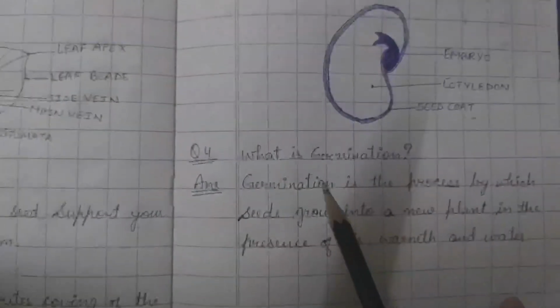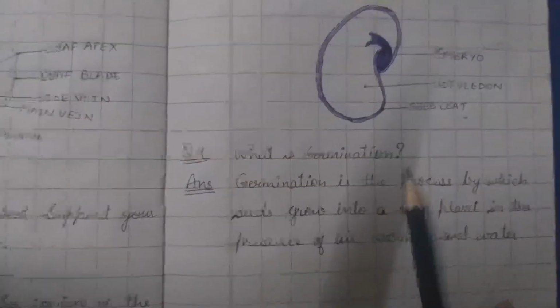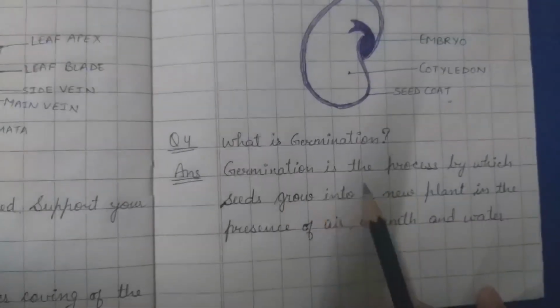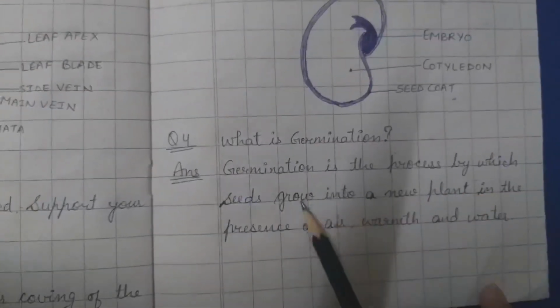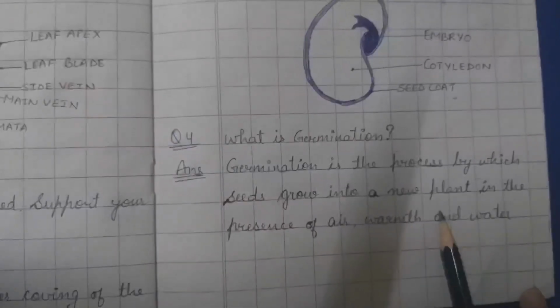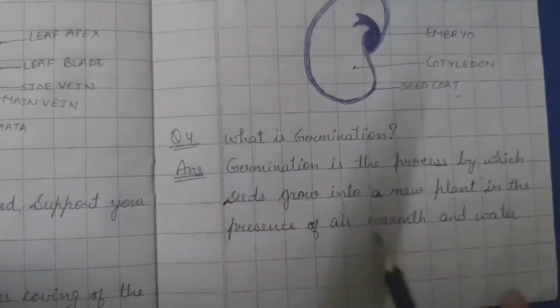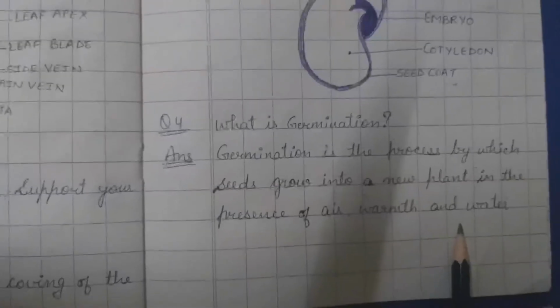Question number 4. What is germination? Germination is the process by which seeds grow into a new plant in the presence of air, warmth and water.